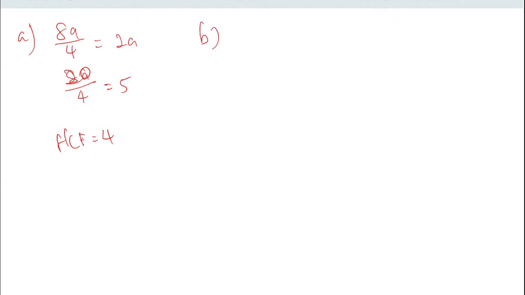What about part B? 3x and 6x. For 3x, we can divide it by 3x, can't we? That equals 1. And what about 6x? 6x divided by 3x will become 2. So therefore, the highest common factor in this case is 3x.